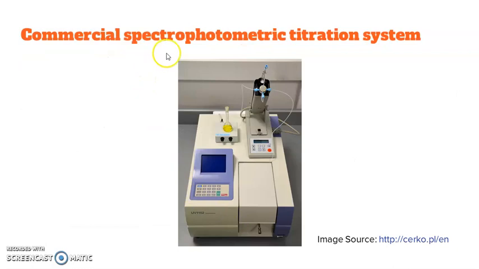So this is one of the commercially available spectrophotometric titration systems, where there is a provision for keeping the standard solution, and that standard solution is delivered by an automatic burette inside the sample cell. You can see there is a wire leading inside here where we have a sample cell, and this is where the titration actually happens, and the change in the absorbance along with the volume of titrant added can be recorded as a reading on this particular screen.